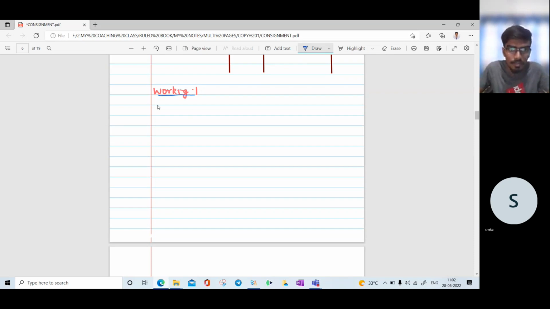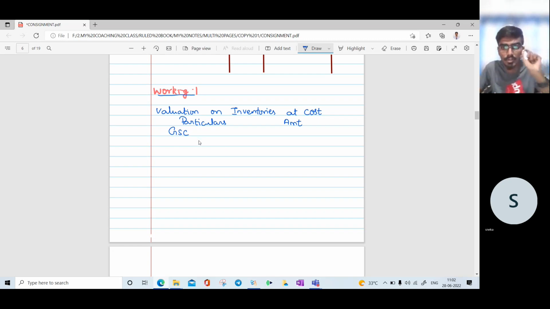Now we need to prepare a valuation on inventories. Inventories at cost. Valuation of inventories at cost. For that, we need to prepare particulars and amount. In this case, there are no units, so there is only an amount. First, goods sent on consignment. In your examination, you should write goods sent on consignment. As a classroom session, I am using shortcuts. In your main examination, you should use goods sent on consignment.